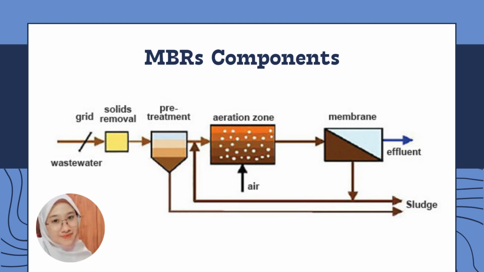Next, we go through the membrane bioreactor components. MBRs have 6 components. First is the influent pipeline. Second, pretreatment units which include screening and grit removal. Third, the bioreactor with aeration and possibly anoxic zones. Fourth, the membrane module. Fifth, the permeate pump. And lastly, the effluent pipeline, which is to discharge or reuse.